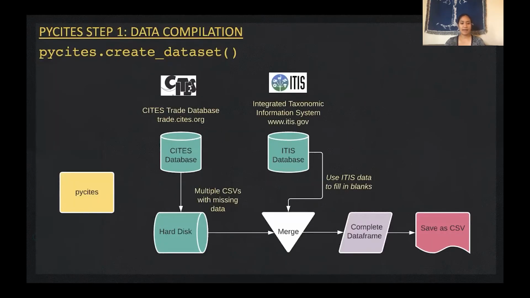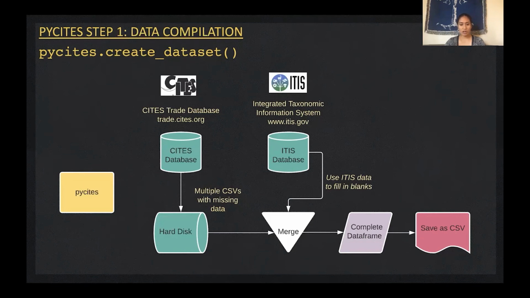Here is a flowchart representing the steps that we take to produce a single clean data frame from online databases. PyCITES downloads the entire database from the CITES trade database at this web address. In its raw form, it consists of many CSV files with missing data. All these CSV files are then merged into a single data frame, which then draws from another database called the Integrated Taxonomic Information System.